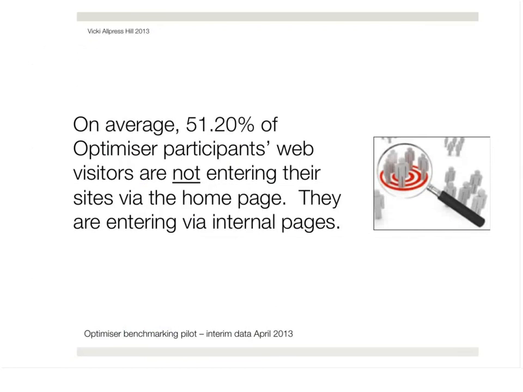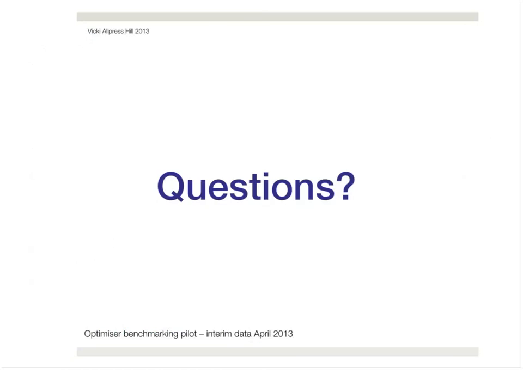So, an interesting nugget from Optimiser. On average, 51.20% of Optimiser participants' web visitors are not entering their sites via the home page. They're entering via internal pages. They're coming from search. They're coming from links and emails and things. And that has a lot of implications around just getting out of that mindset that people are landing on your home page and taking a structured path. There are infinite numbers of user journeys and audience journeys within your website.